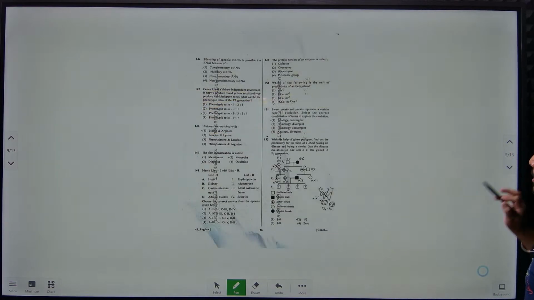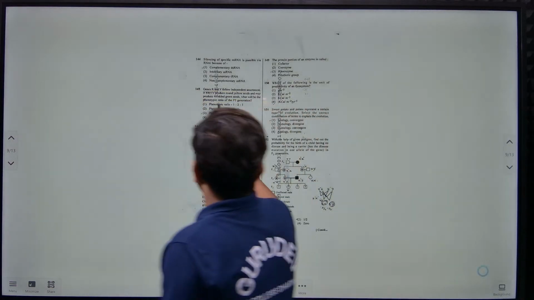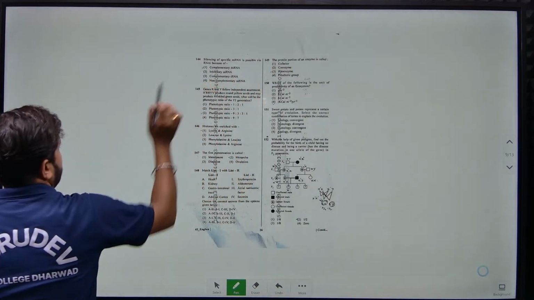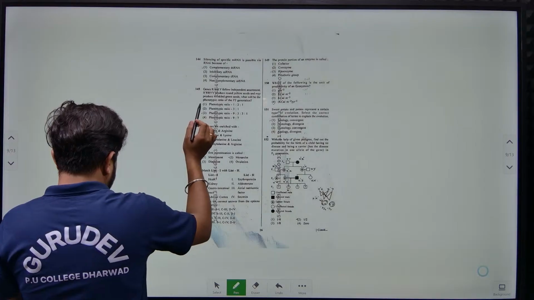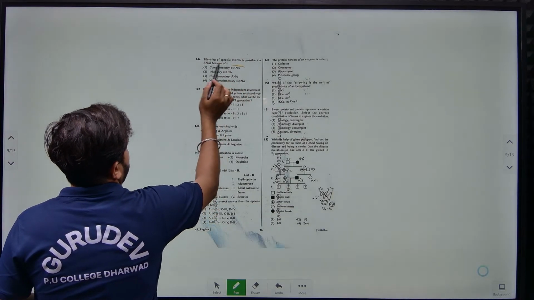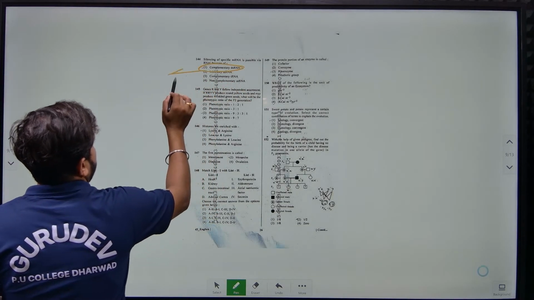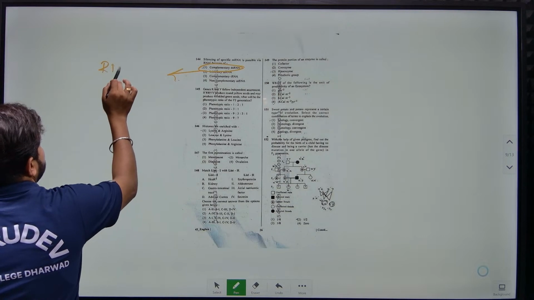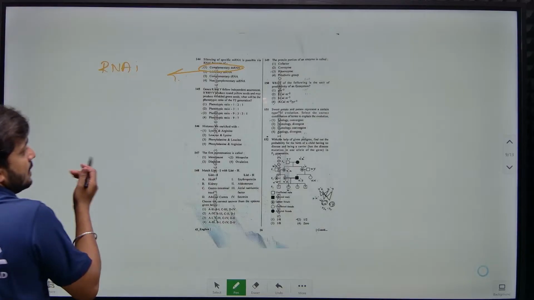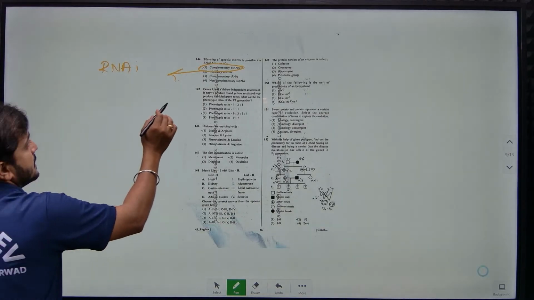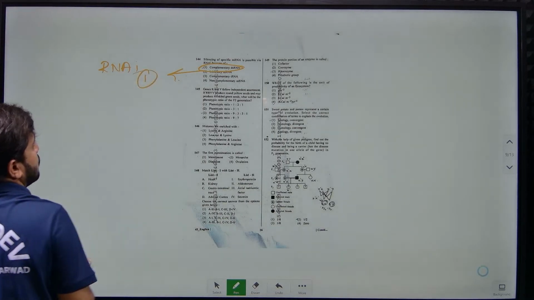Then moving on to the next: silencing of specific mRNA is possible via RNAi, right? So RNAi, we are going to see with complementary double stranded RNA. RNA interference is majorly based on making a double stranded RNA molecule, a complementary double stranded RNA molecule. So here option 1 is correct.